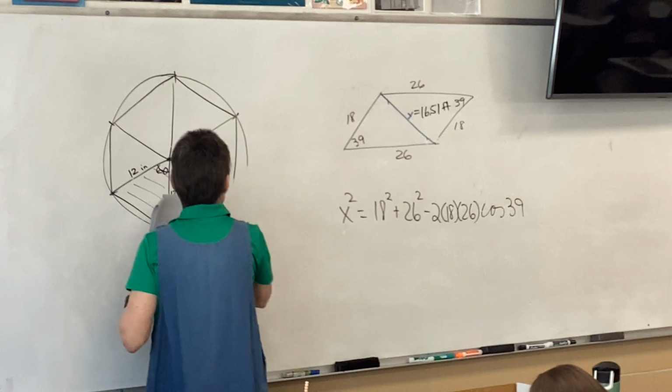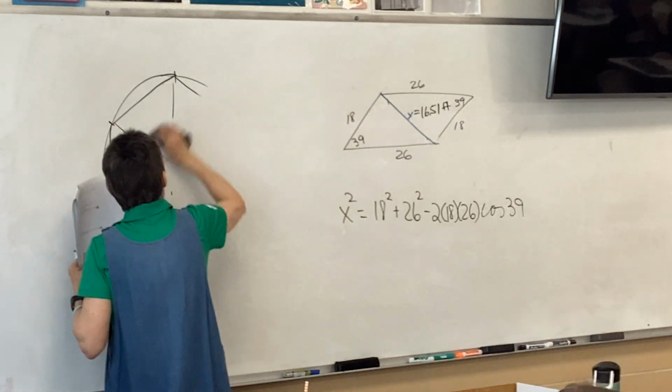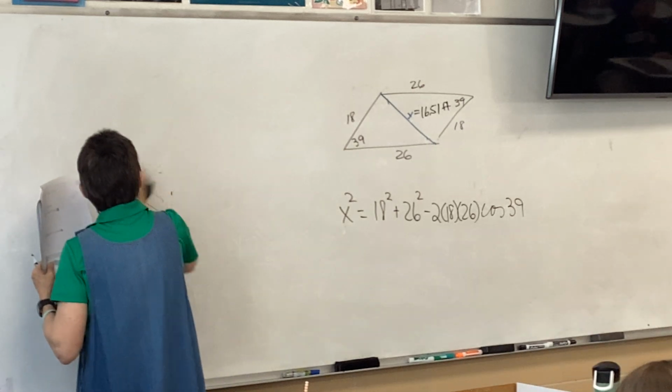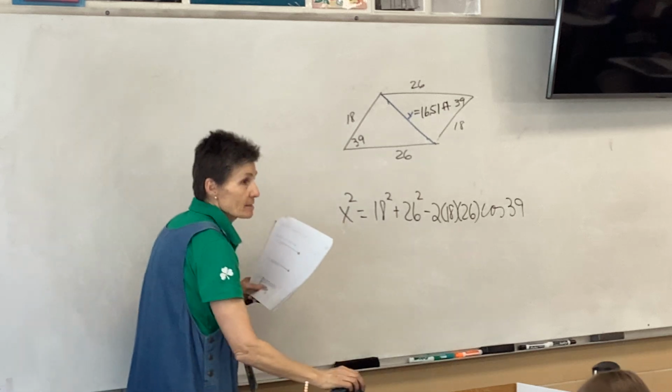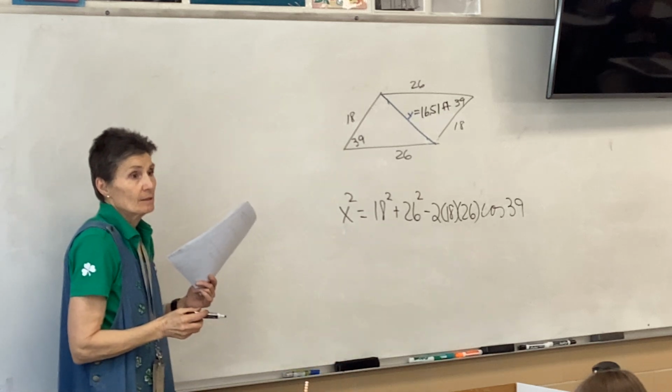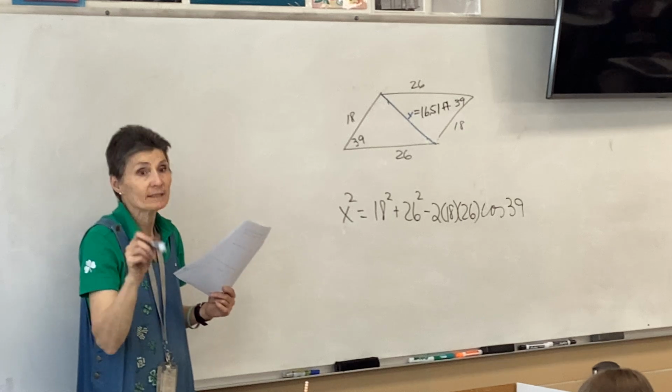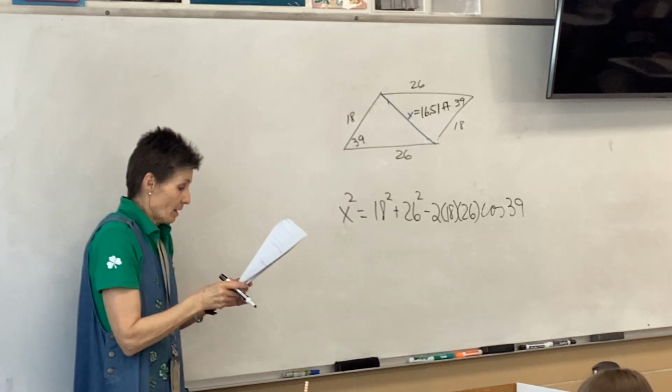If you are finding a side or an angle, you must use the law of sines or cosines. Don't do area. Only do area when it says find the area. All right, C.